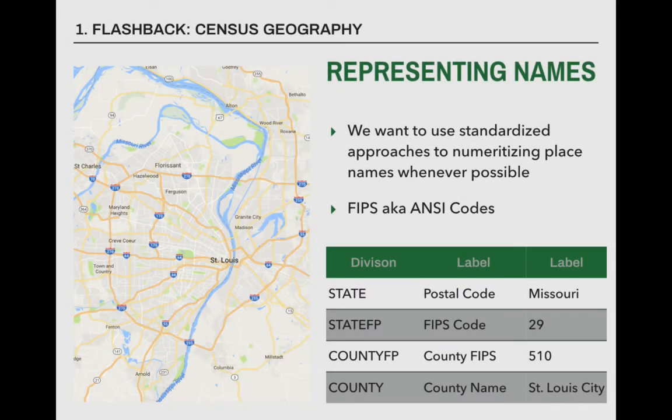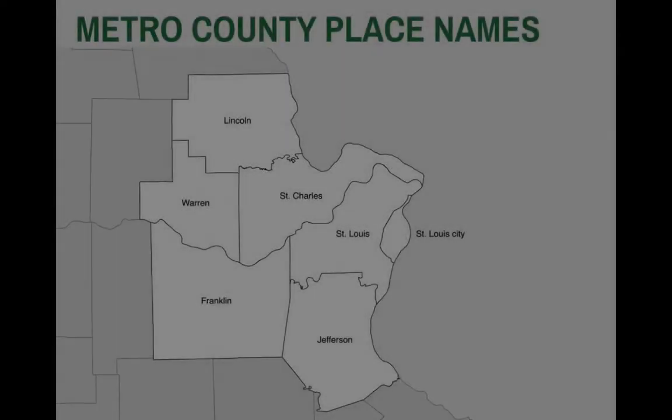Census geography, right, is designed to represent place names in a structured, systematic way. And so where we are used to talking about the state of Missouri or the city of St. Louis, we use FIPS codes to reference those place names. So the state FIPS code for Missouri is 29, and the county FIPS code for St. Louis City, remember St. Louis City is an independent county, and so we have our own county code, is 510.